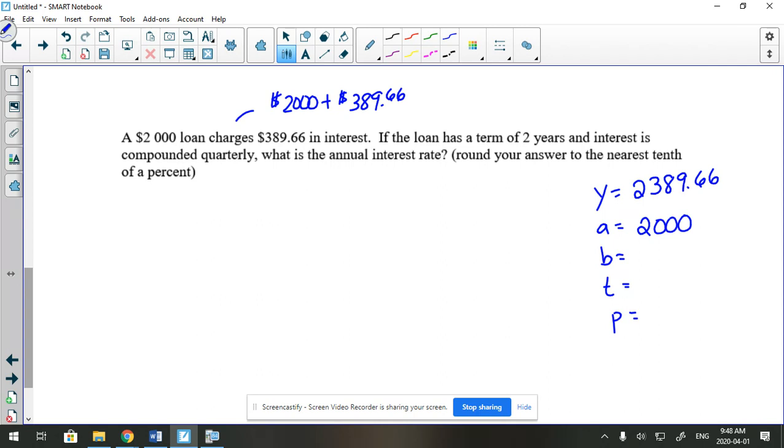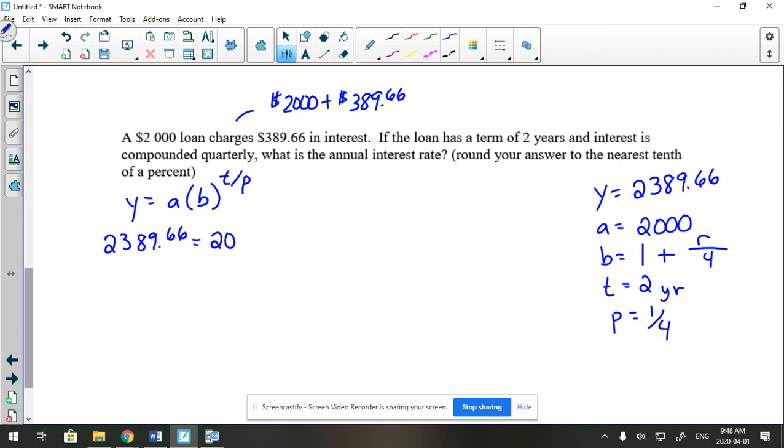It says if the loan has a term of 2 years, so my total time is 2 years, and the interest is compounded quarterly. We want to know what is the interest rate. So from here, my B value, my interest rate is here. I'm going to call it R. So basically, I want to figure out what my R is. So now we're going to put it into our formula and see what we can do. Just 2 over a quarter.